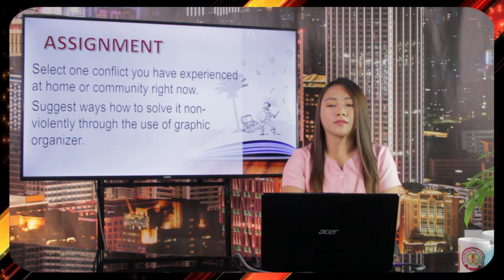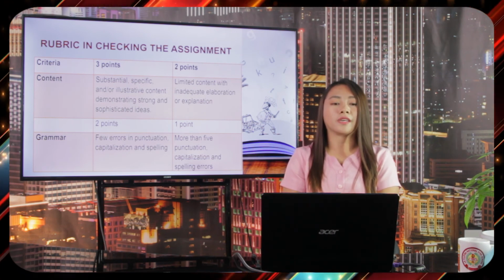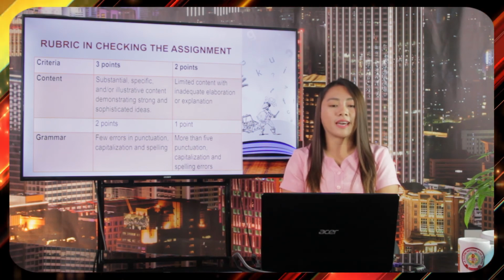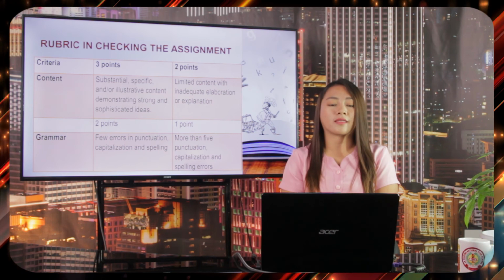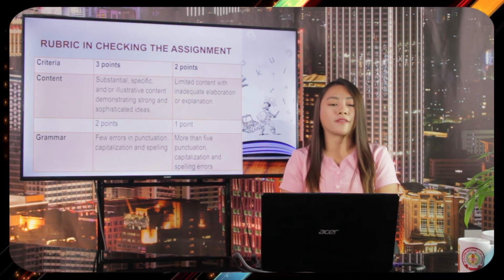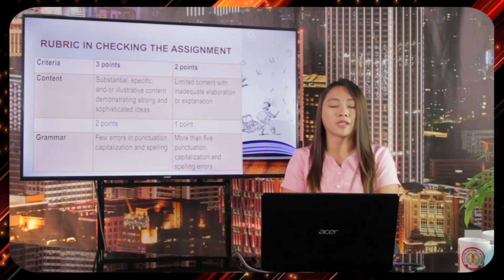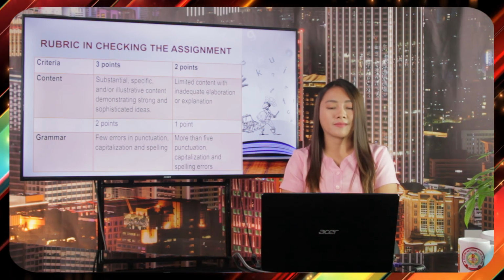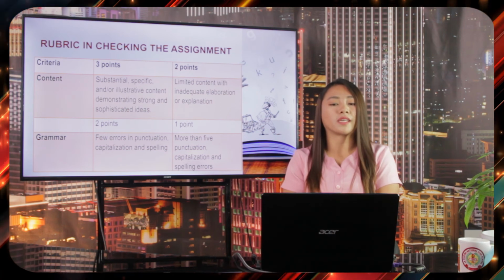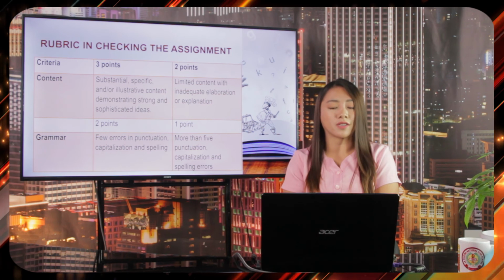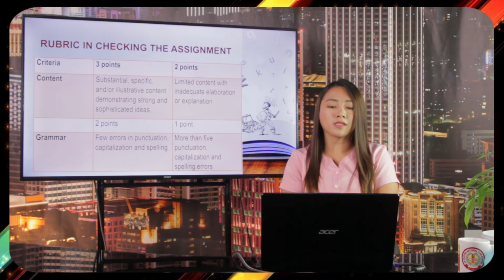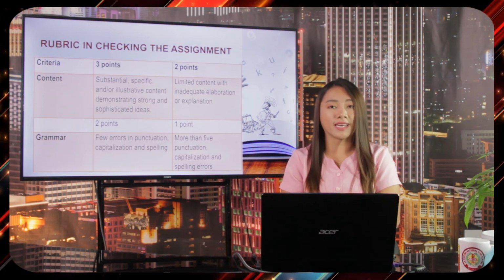So you will be rated through this rubric. You will be given 3 points if the content contains substantial, specific, and or illustrative content demonstrating strong and sophisticated ideas. For the grammar, you will be given 2 points for few errors in punctuation, capitalization, and spelling. 2 points will be given if in the content you have limited content with inadequate elaboration or explanation. And for grammar, you will be given 1 point if you have more than 5 punctuation, capitalization, and spelling errors.